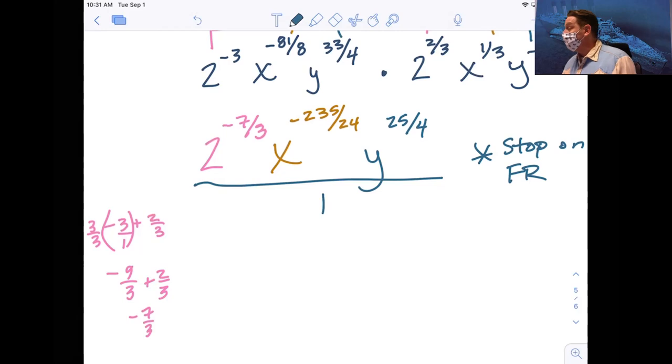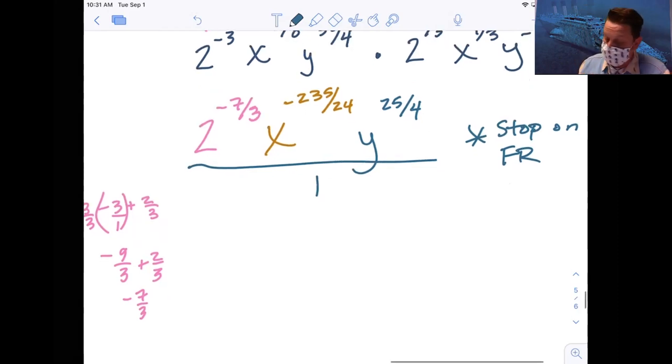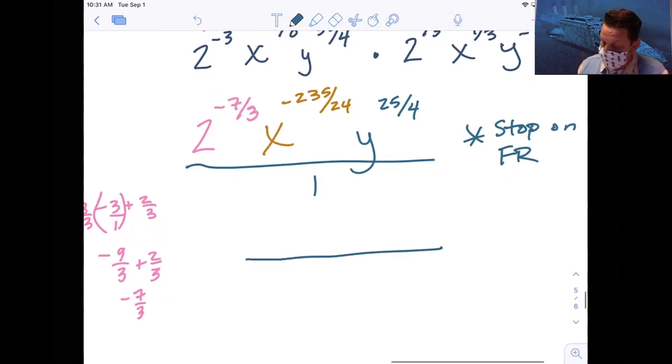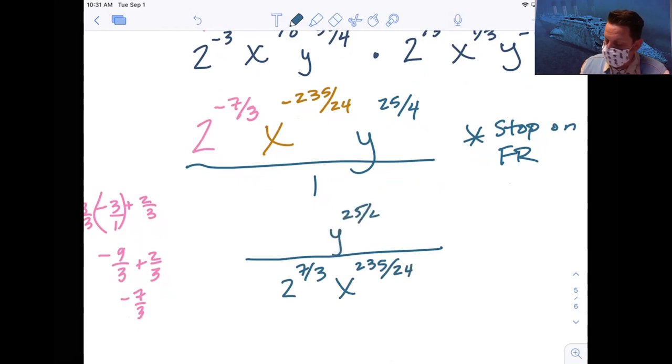By putting it over one, you now see the layers, right? You got the top and the bottom. And you can move factors that are multiplied or divided from high to low or low to high as long as you change the sign of their exponent. So on the next line, in the bottom, I have 2 to the 7 thirds, x to the 235 24ths, and then y to the 25 fourths stays in the numerator. That's another acceptable answer on a short answer or a free response, okay?